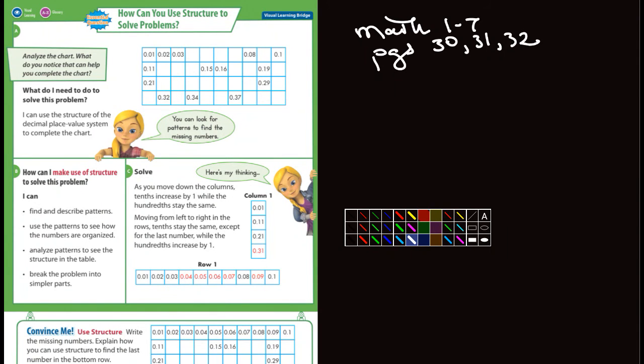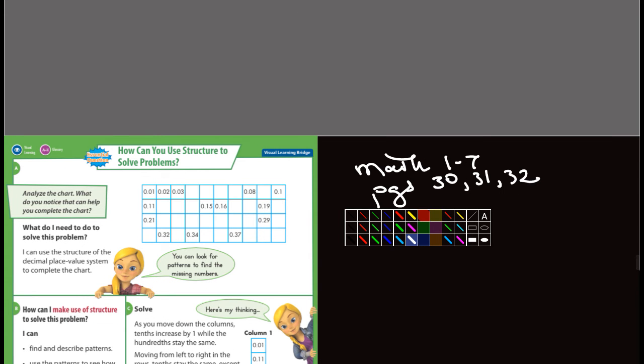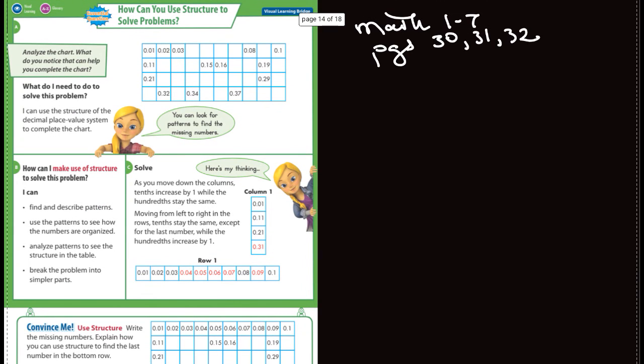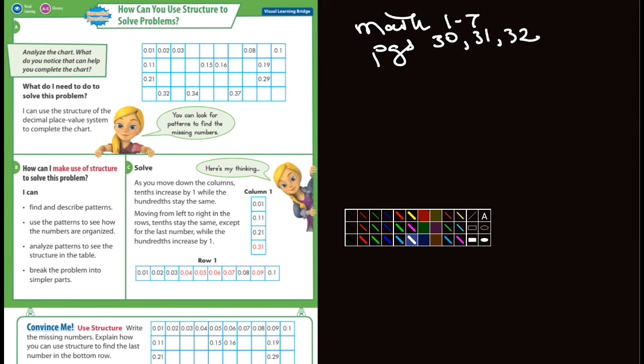Okay, fifth graders, we are doing 1-7, pages 30, 31, and 32. This is the last section in the chapter, and then we'll be doing chapter 1 review, and then finally the chapter 1 test. So let's take a look at this here. It's talking about using structure to solve problems.